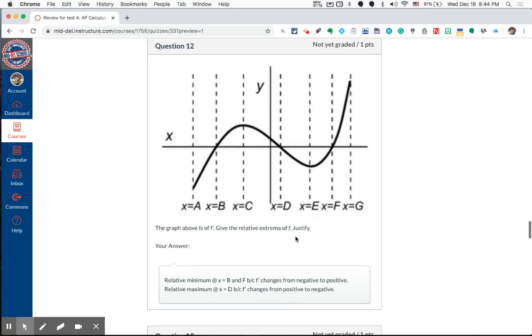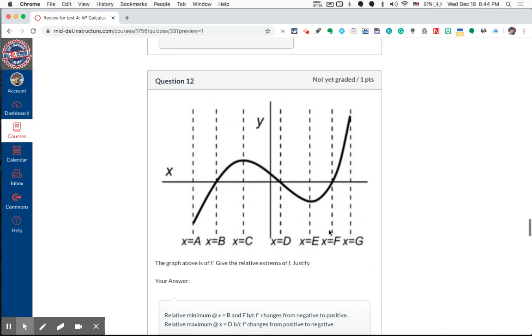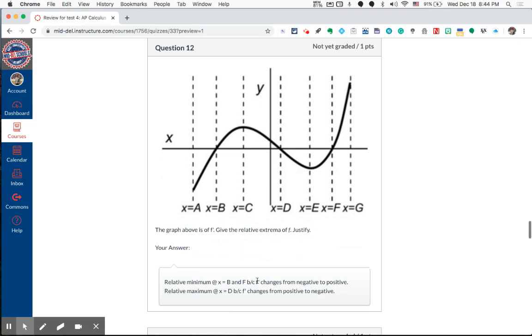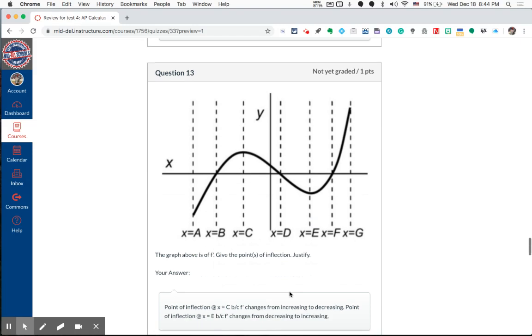Next one, we want the relative extrema of f. So that means f prime must change signs from negative to positive or vice versa. So right here, we're changing from negative to positive, so I have a minimum. I also change from negative to positive here, which also gives me a minimum. So b and f are minimums, as I stated here, because f prime changes from negative to positive. At d, f prime changes from positive to negative, so that means we have a relative max because f prime changes from positive to negative.